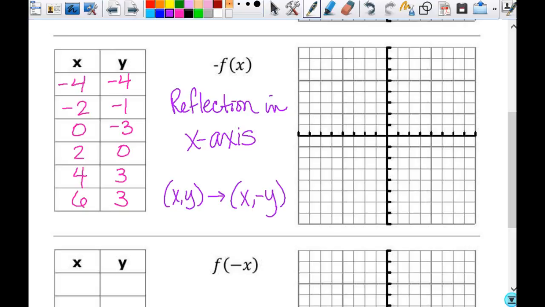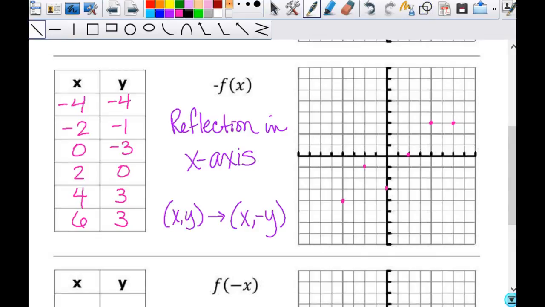So we have our points. All we had to do was go in here and change the signs. So now we can come back over here and graph them. Goes to negative 4, negative 4, negative 2, negative 1. And then we connect the dots.